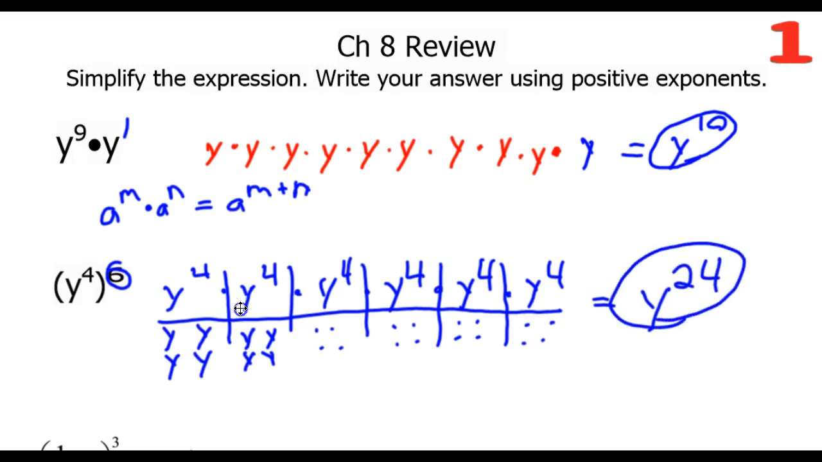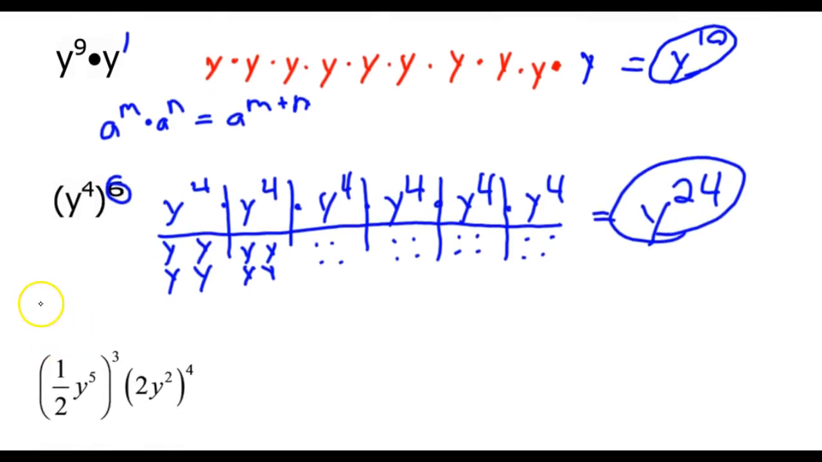Now the property for this one, what we did was we took a to the m in parentheses with an n on the outside. And what we did was a to the m times n. Because 6 times 4 gives us 24. We found out that y to the 24th is our answer.